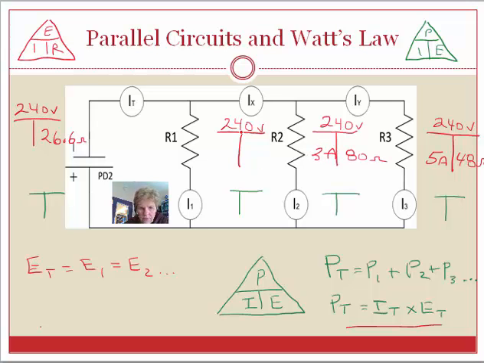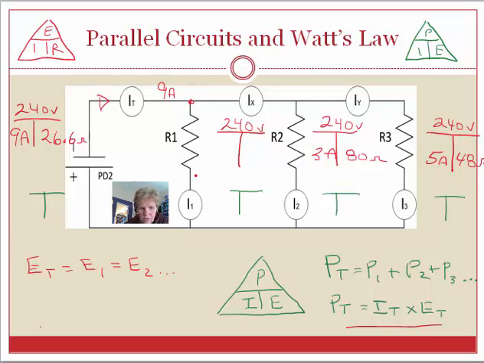On this one I don't have two numbers, but if I go back over to the source, 240 divided by 26.6 will give me 9 amps, and that's a total, so I know that that 9 amps is coming out of the negative, going through I total, and I have 9 amps right there. 9 amps entering that junction or node.